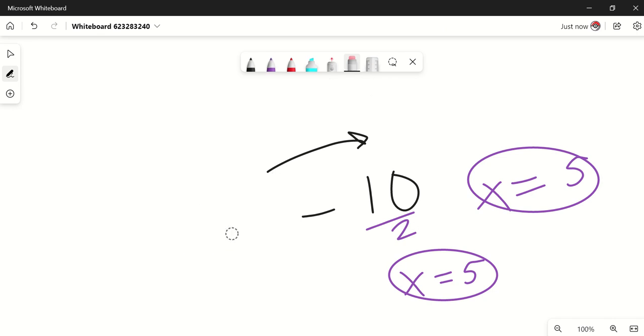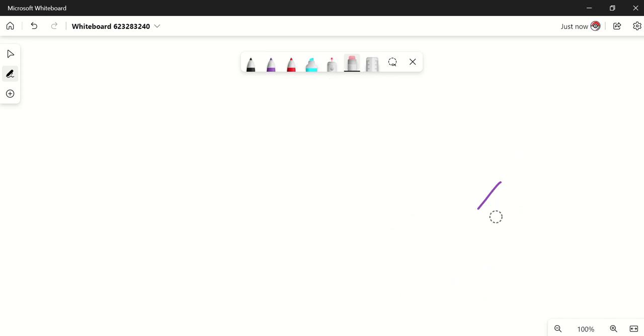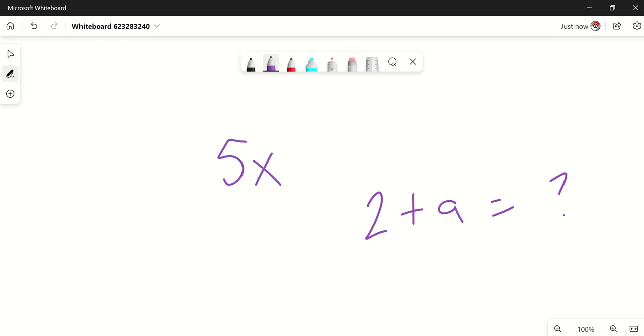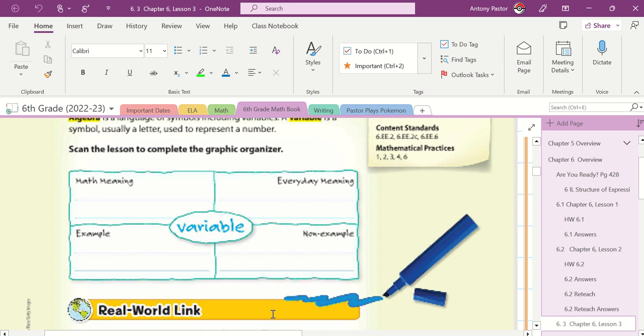Now, going on to a variable. A variable means that whatever it equals, the value varies, hence a variable. Variables are usually represented by x, y, a, b, different letters, and so on. Algebra can be anything from 5 times something or 2 plus a equals something. But algebra is going to definitely play with variables, and that's what we need to understand, what a variable is.